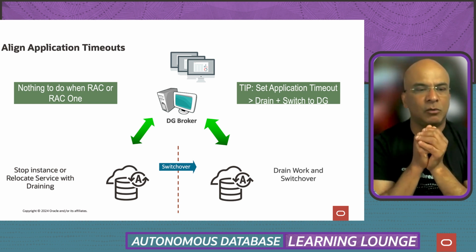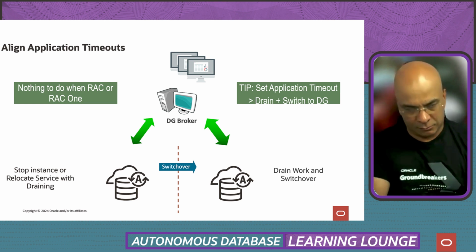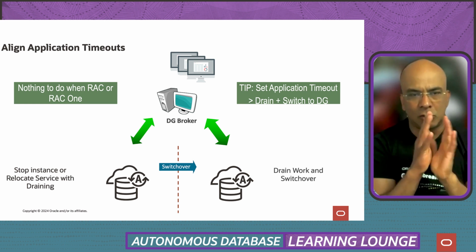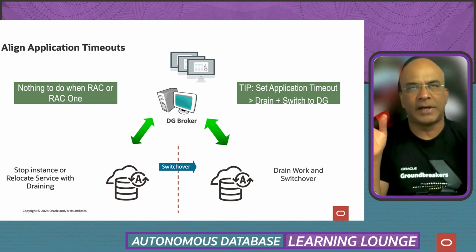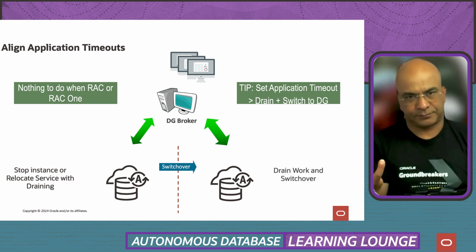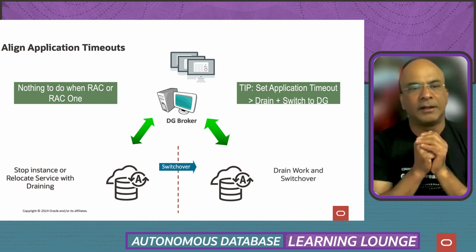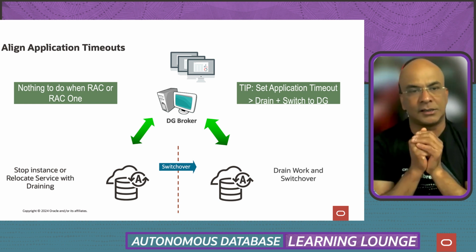One of the things we do with RAC, or when Autonomous is running on multiple instances, there's nothing to do specifically, because remember, RAC is active-active, right? When a session fails over or drains over to the other side, there's no wait, because it's always active-active. And that's a very unique thing that is very different with Autonomous and using our technologies.